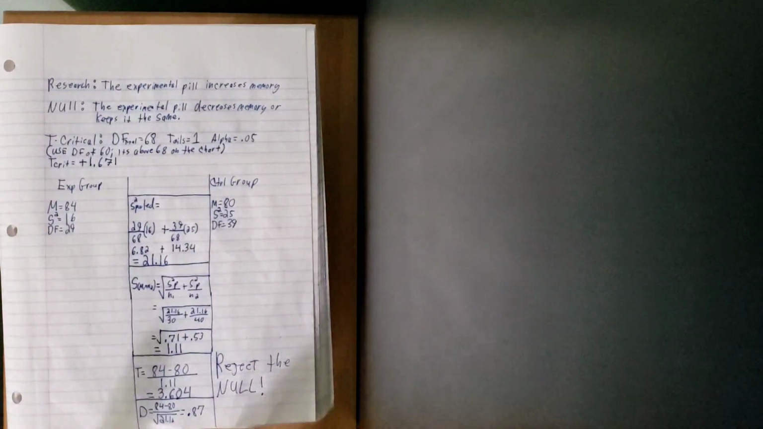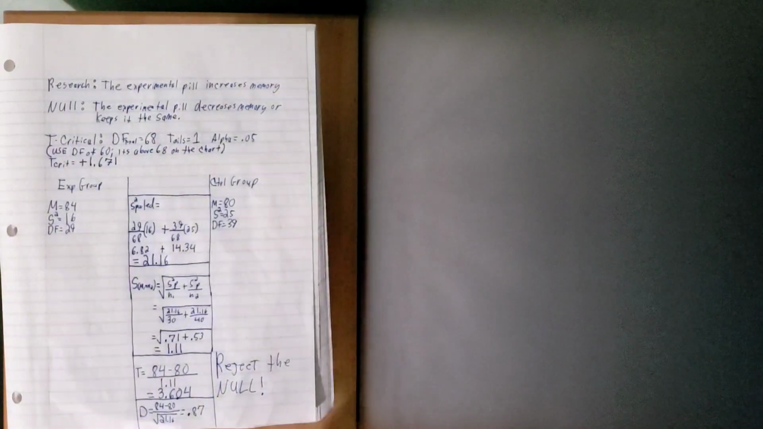Question 2, practice test 2. 30 students randomly assigned to an experimental group receive an experimental pill that supposedly increases memory. 40 students in a control group do not. After 1 month, both groups are tested on their memory with a memory test.